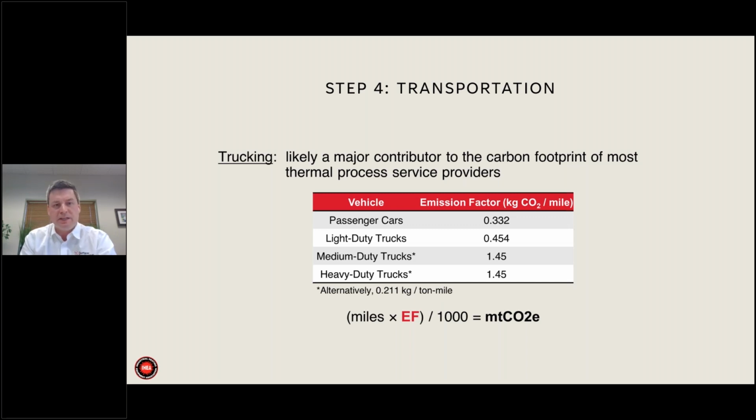So step 4, transportation. I don't use any process gases in my household. I don't use any oxygen, thank goodness, so I omitted that from my calculation, but transportation is important to me personally. And trucking is probably a huge factor for most thermal process providers. Here's our emission factor per mile for different things. You can also figure out how many tons of product you're shipping around the country and use this 0.211 kilograms per ton-mile factor as well. But if you want to figure out the metric tons of CO2 equivalent, multiply the miles on your odometers, or that your trucks are driving, times the emission factor in this table, and you'll figure it out.